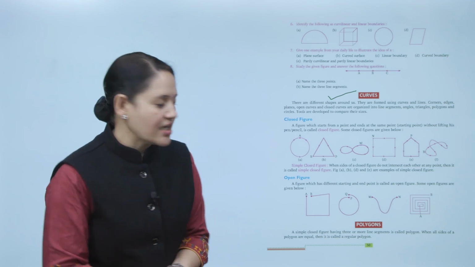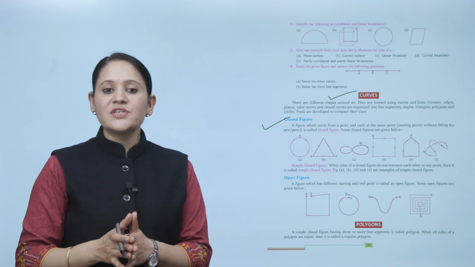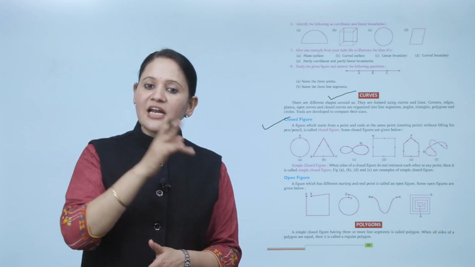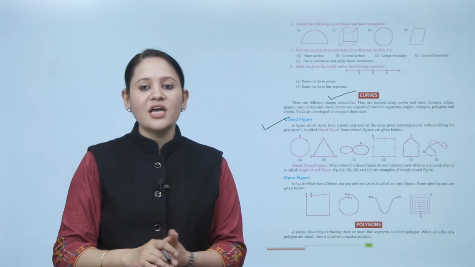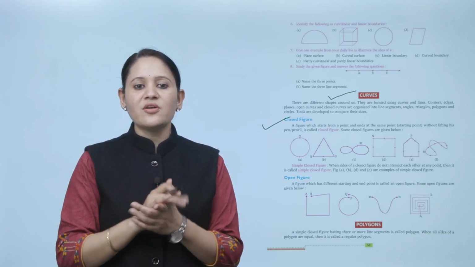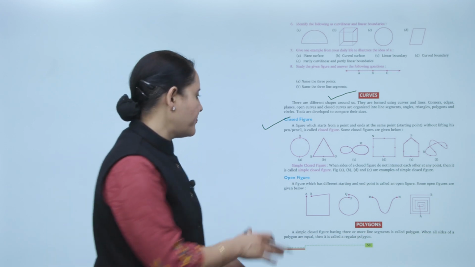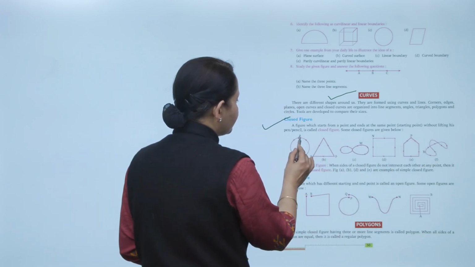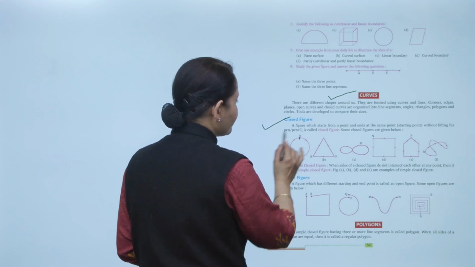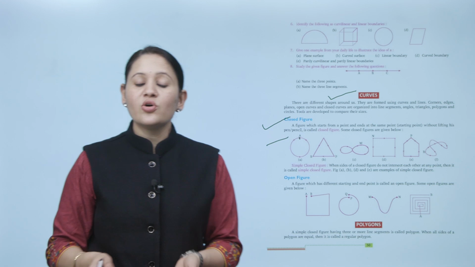First is closed figure. A figure which starts from a point and ends at the same point, means जिस point से start हो रहा है उसी point पे आके end हो रहा है, without lifting the pen or pencil, is called a closed figure. Some closed figures are given here. These are closed figures, like here. Point A is the starting point and this is also the end point. So all these are closed curves.